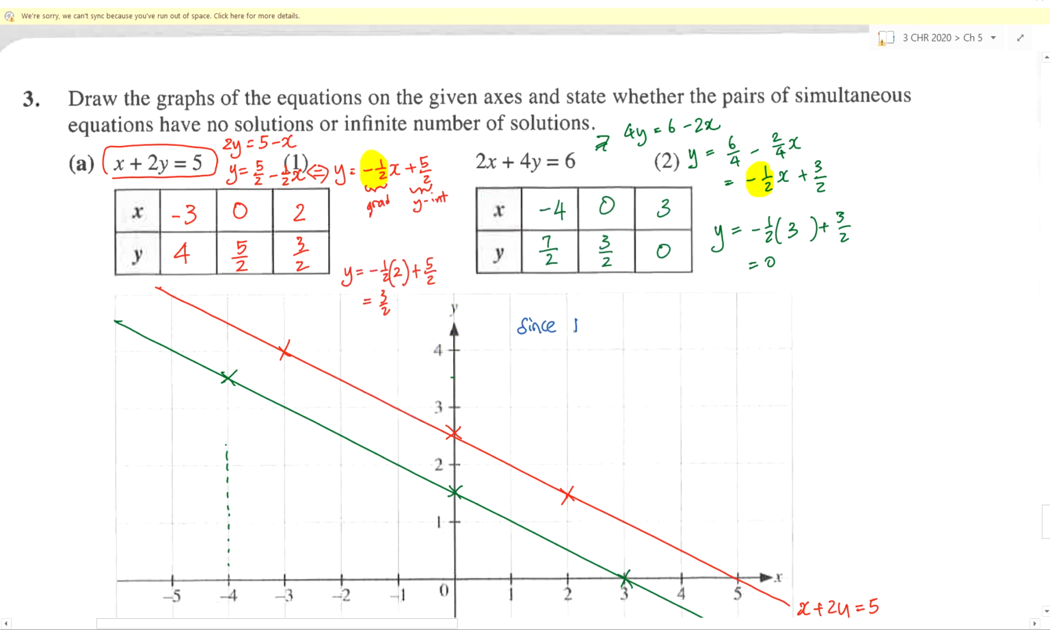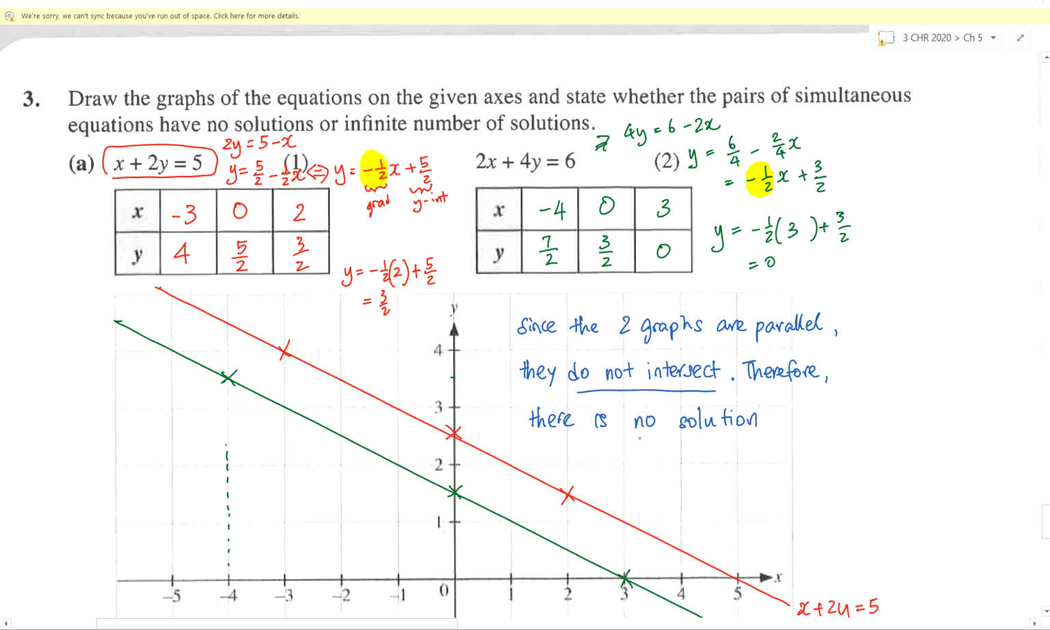Since the two graphs are parallel, they do not have a common y-intercept. Therefore, there is no solution. They do not cut each other, so I cannot have a common x and y coordinate at the same time. So please write this down.